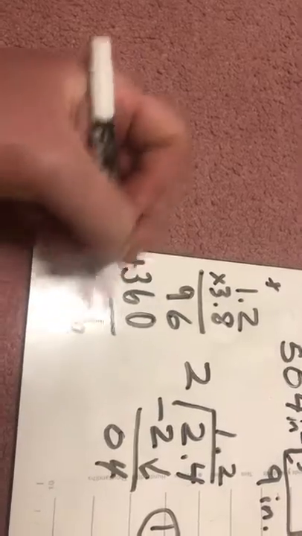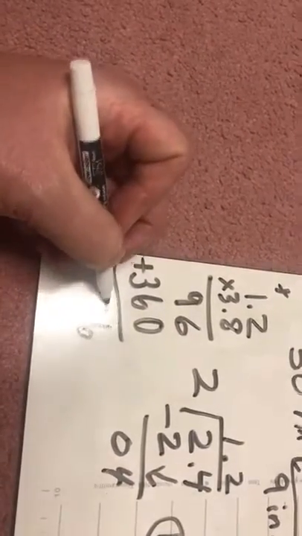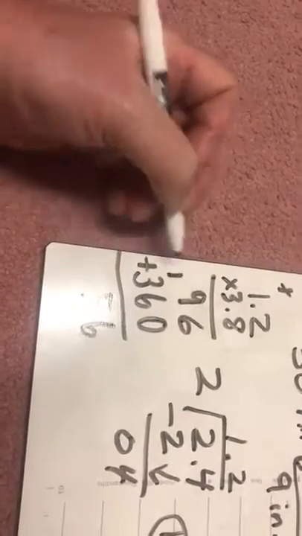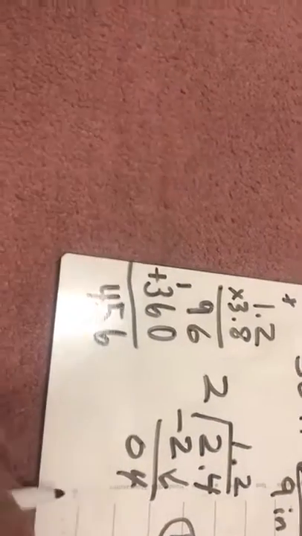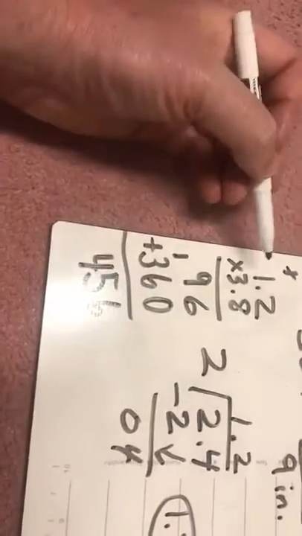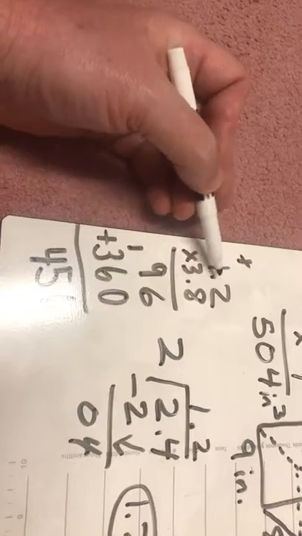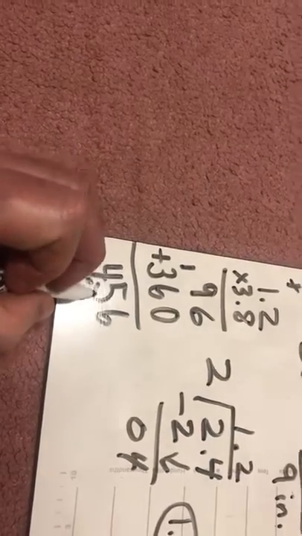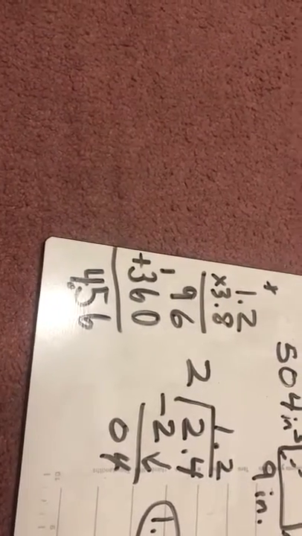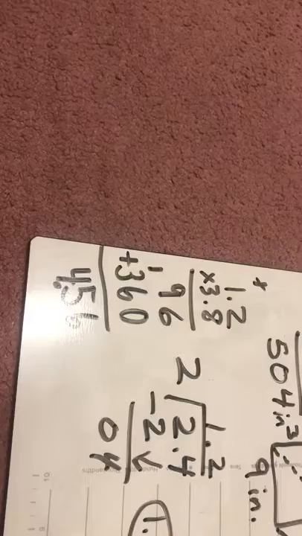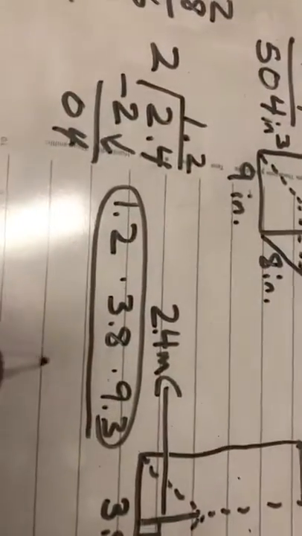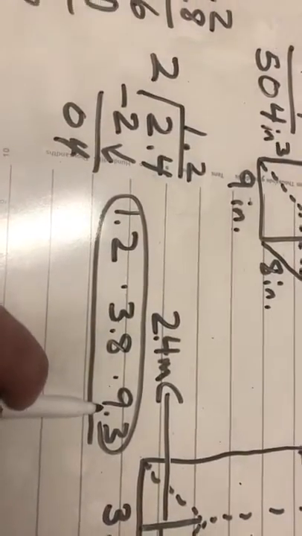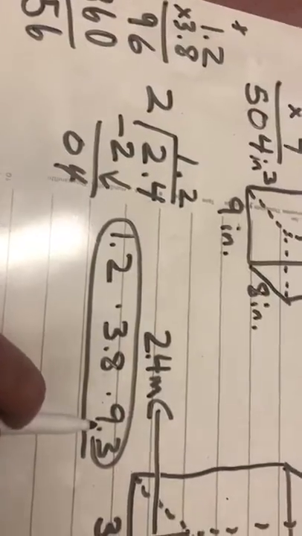6 plus 0 is 6. 9 plus 6 is 15. Put the 5 down, carry the 1. 1 plus 3 is 4. I get 456. I need to remember my rule of multiplying decimals. 1, 2 numbers come after the decimal in the problem, so 1, 2 numbers need to come after the decimal in the answer. So I get 4.56, but then I need to take that 4.56 and multiply it by 9.3.